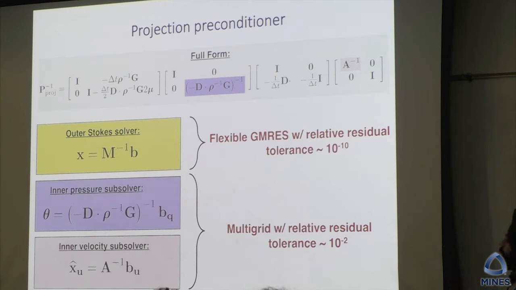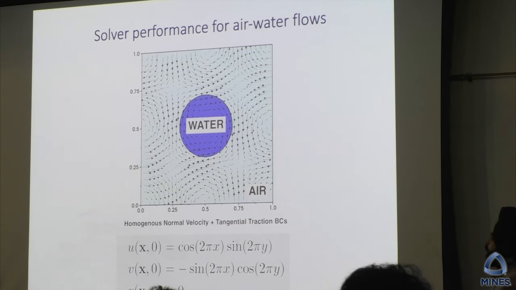And your projection preconditioner requires you to solve a momentum equation and a pressure equation. You do not need to solve these equations exactly because you are in preconditioning mode. So what we do is we use a multigrid solver with a very loose tolerance of 10 to the power minus 2, or just 6 iterations, or 6 V-cycles. So let's see if this scheme works and produces a scalable solver. Here is an example to test our solver.